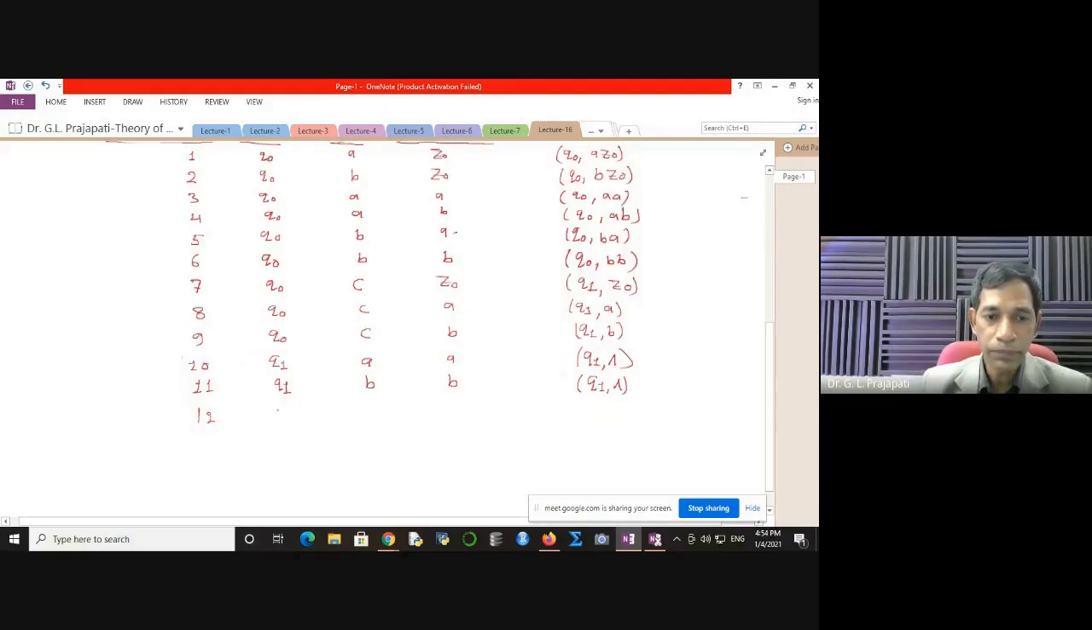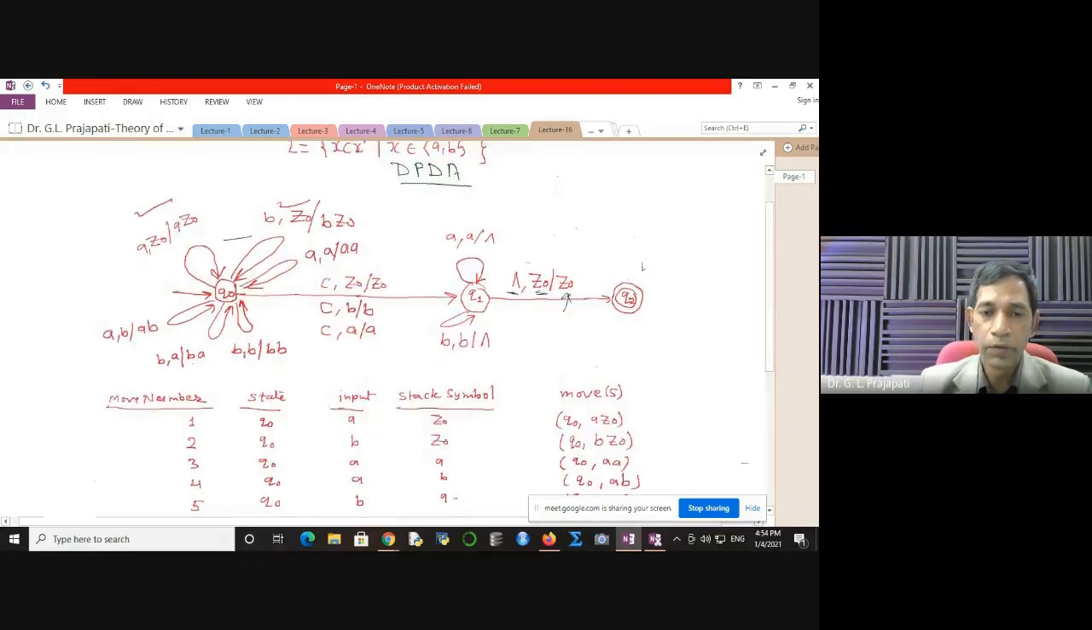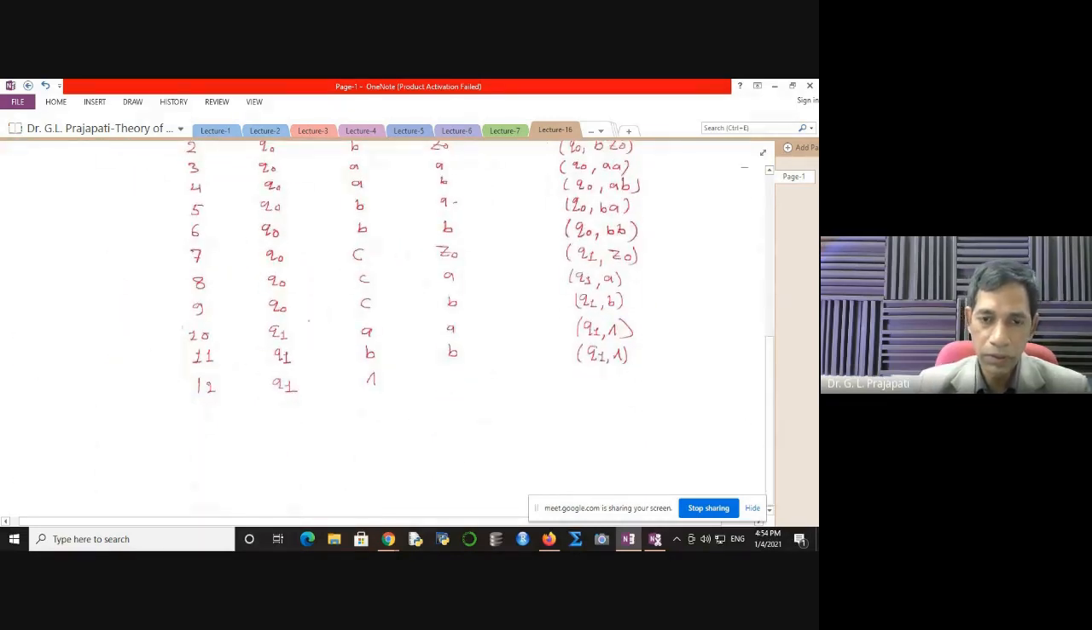Finally, whenever you are at the Q1 and you see that input is exhausted, you have the null and top is Z0, then you can transit to the state Q2. So when you are at the state Q1 and input is null and top is Z0. So when top is Z0, then you know that whatever you have pushed onto the stack from the state Q0, everything you have popped out. So top becomes again, effectively it becomes empty. That's why top is Z0.